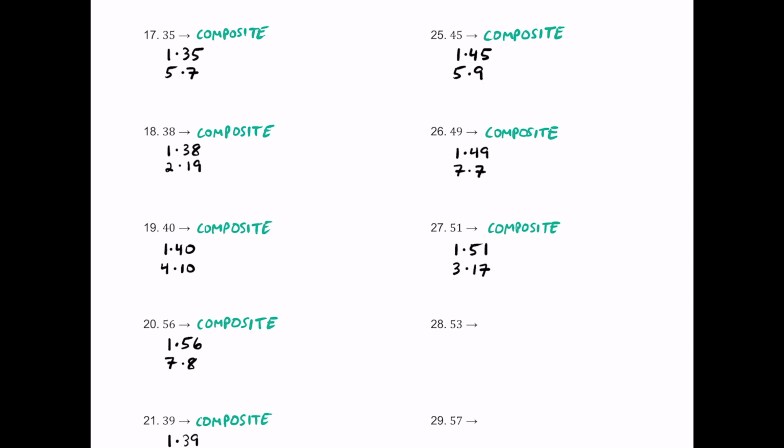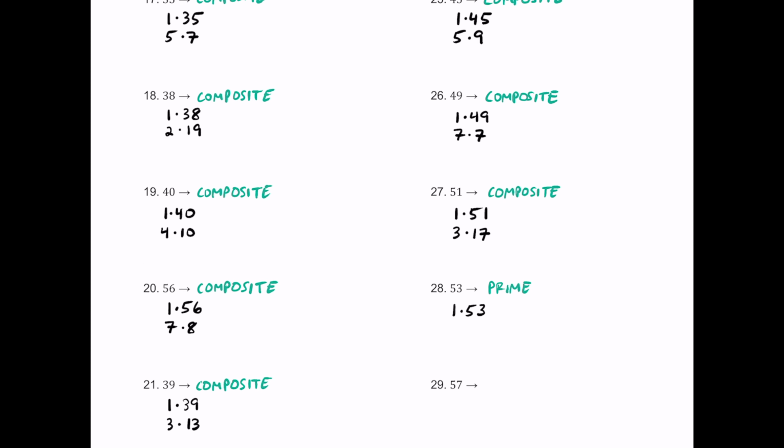For number 28, we have the number 53, so we have 1 times 53. But it turns out that's going to be it. There are no other factors for 53. You can try them, but there are no other whole number factors.